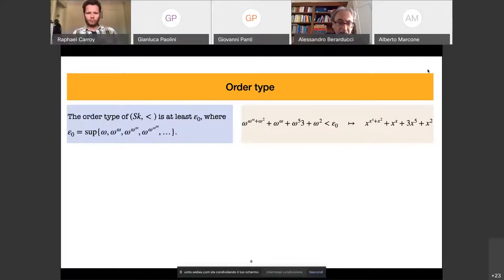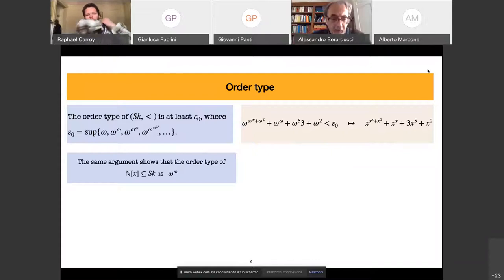And why is it at least epsilon zero? It's easy to prove, because you take an ordinal less than epsilon zero, you write it in Cantor's normal form, you replace every occurrence of omega in the Cantor normal form with x, and you get a Skolem function. And this gives an order preserving embedding from epsilon zero to the Skolem functions. So the order type is at least epsilon zero. Of course, it's not surjective on the Skolem functions, because you are never going to get x plus one to the x, right? The only base is x in the exponentiation.